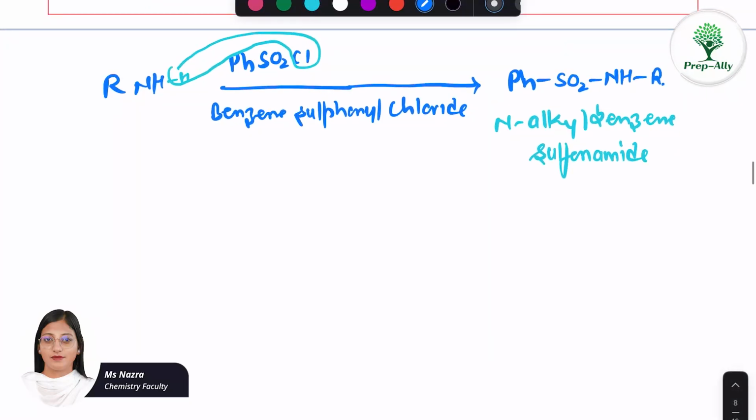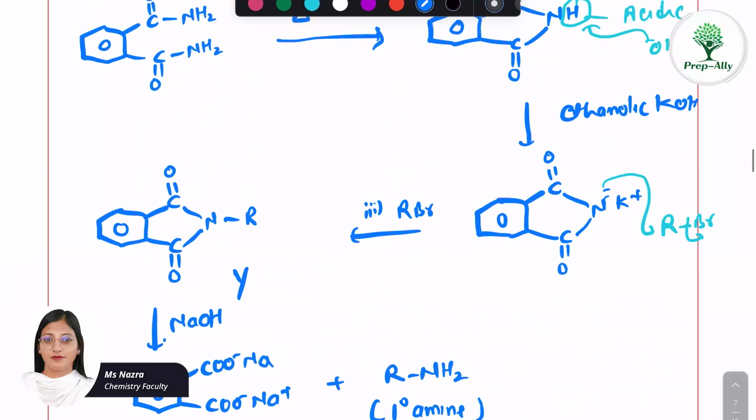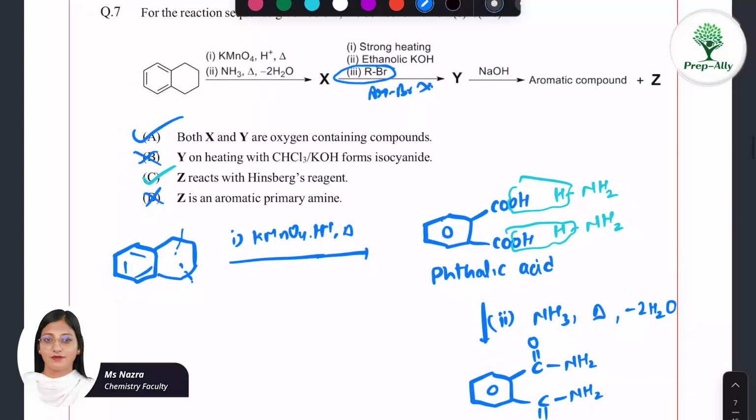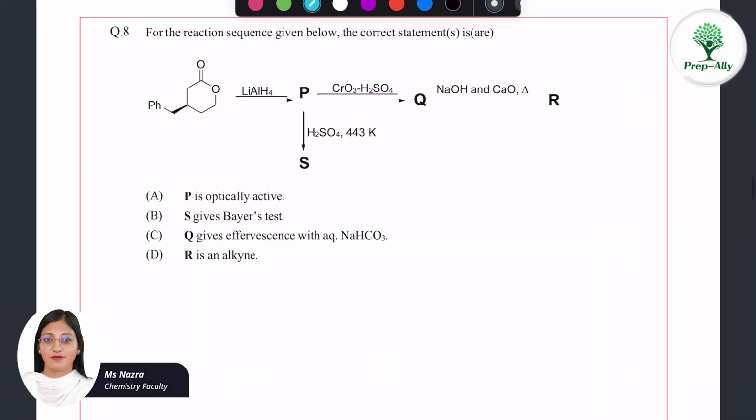Now further we react it with sodium hydroxide, as usual in the Hinsberg test. It will form the soluble salt because it is having acidic hydrogen. So what will happen here? PhSO2N(-)R Na+. So this Z is going to give you the test with Hinsberg reagent. So it's done. Now this question: for the reaction sequence given below, the correct statement is, a multiple choice question.